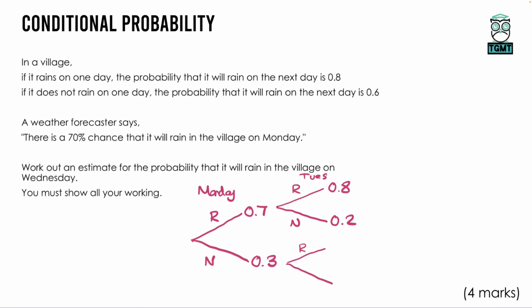So for rain and not rain, it says if it does not rain, the probability it will rain the next day is 0.6. So we have 0.6 and 0.4. Now, Wednesday is not really any different to Tuesday. We just need to take account of whether it rained the day before or not.